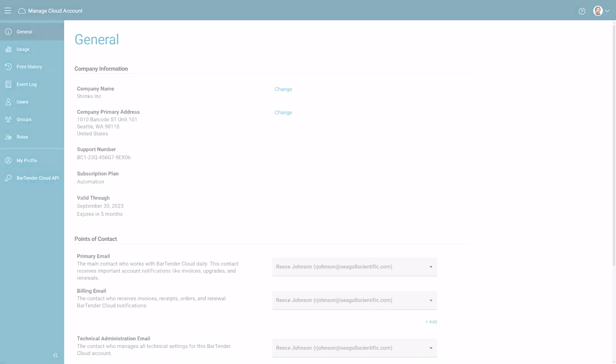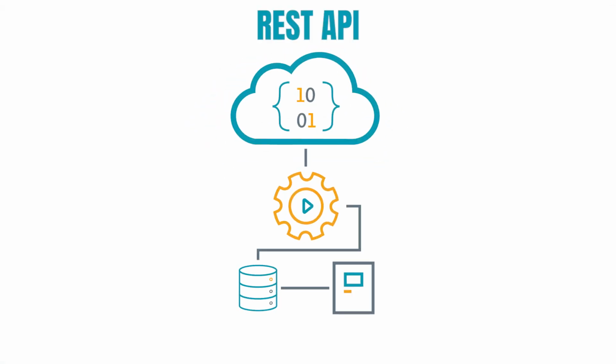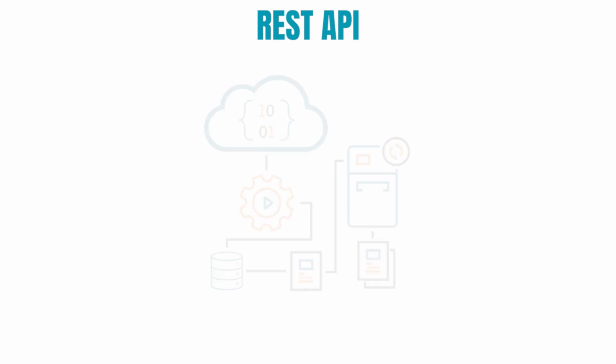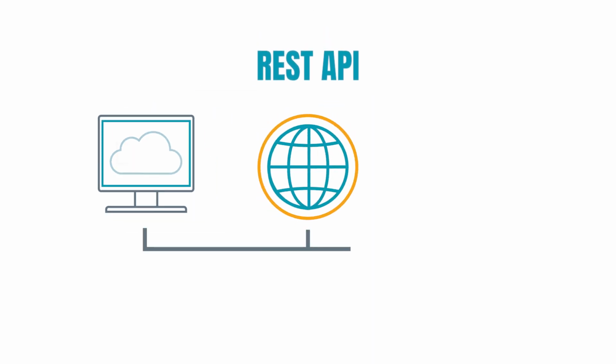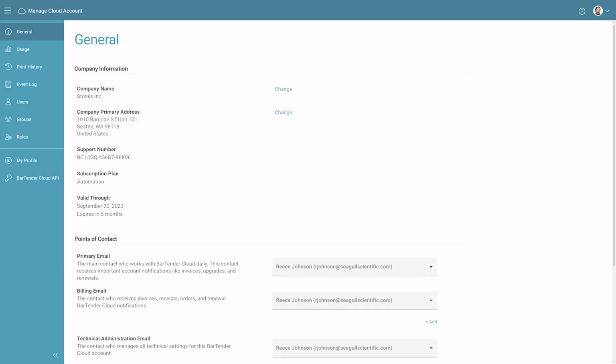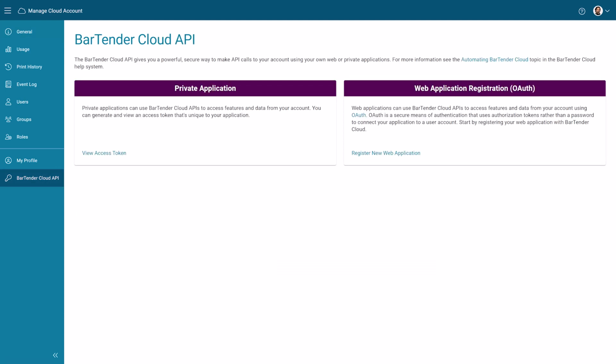With the new BarTender Cloud REST API, you can automate your label printing and other actions. Before your REST API client can make a call to BarTender Cloud, it must go through the authentication gate. This gate ensures that access is authorized to your account. You have two options to authenticate.